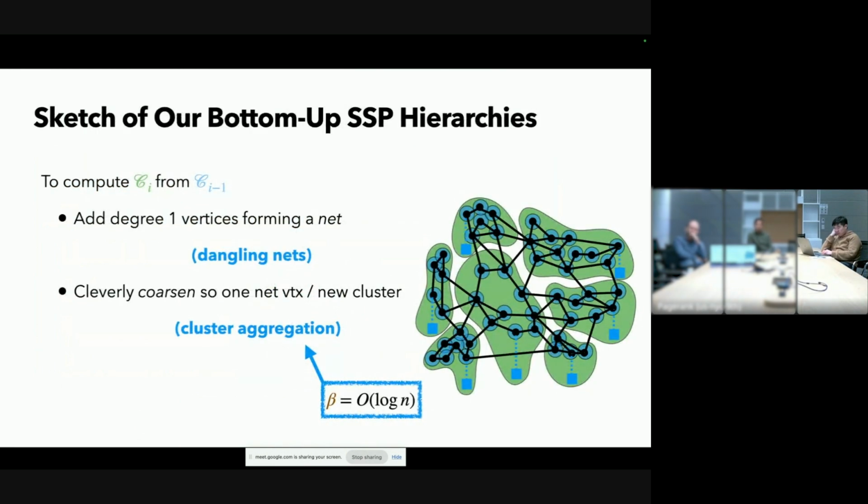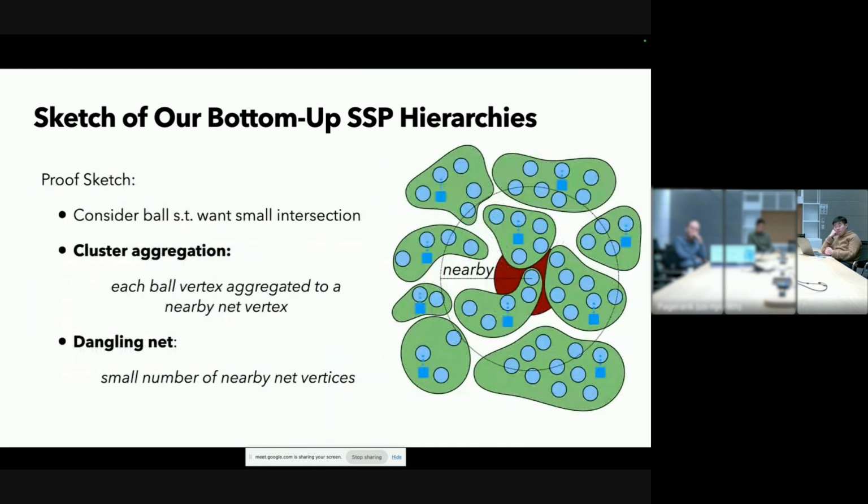Returning to our picture, we're trying to construct one of these hierarchies. I told you how to get logarithmic quality aggregation of clusters, and now I just told you how to get logarithmic quality dangling nets. And now all we have to do is smash these two things together to get our hierarchies. So let me try and describe that in a bit more formality.